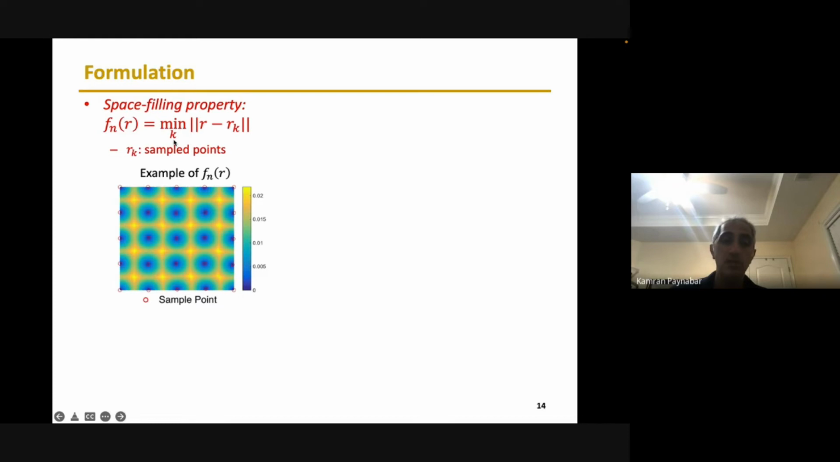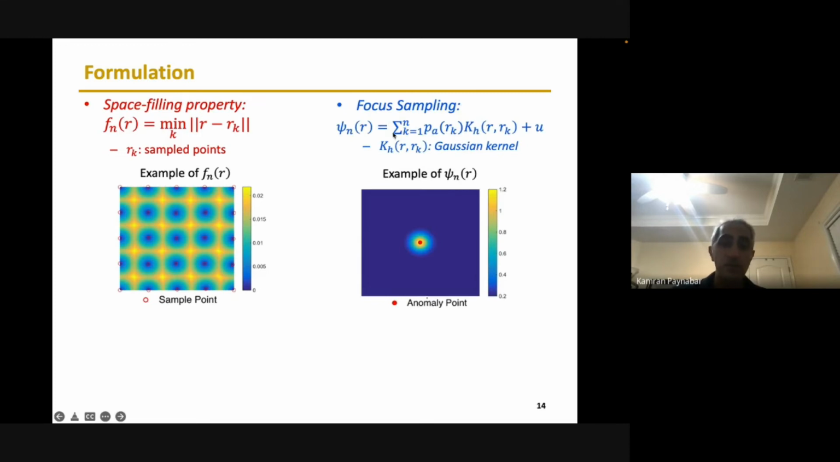So basically, we want to make sure that the location of sampled points, which is RK, is minimum from its... a kind of like a max min operation. So you want to fill the space. And the other one is focus sampling.